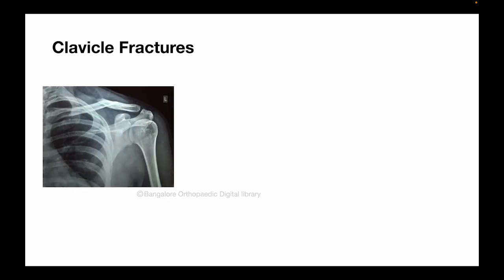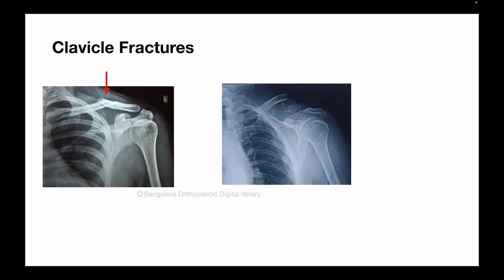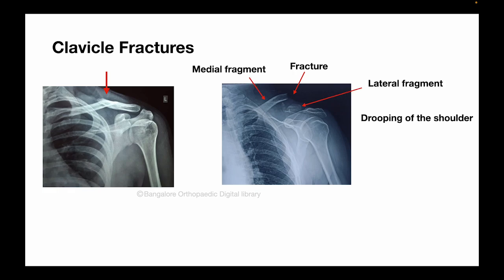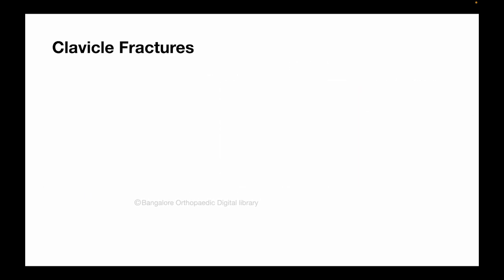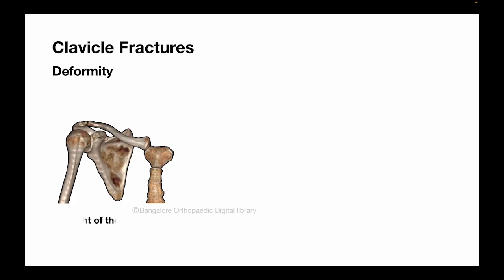In this radiograph, you will see a moderately displaced fracture of the shaft of the clavicle, and here you'll see a significant displacement of the fracture fragments. Note the drooping of the shoulder. The drooping of the shoulder is the deformity produced in clavicle fractures. It's mostly contributed by the weight of the arm, pulling the lateral end downwards.